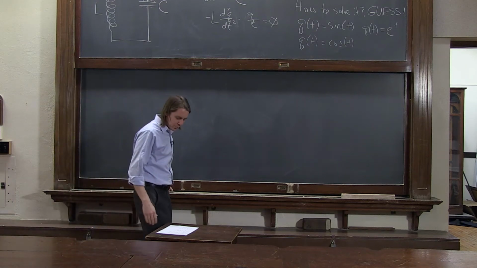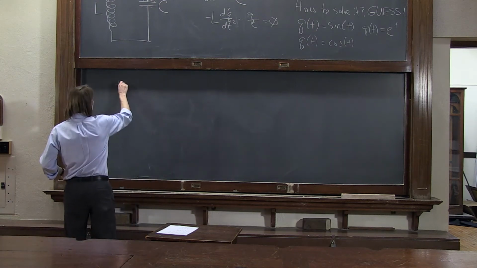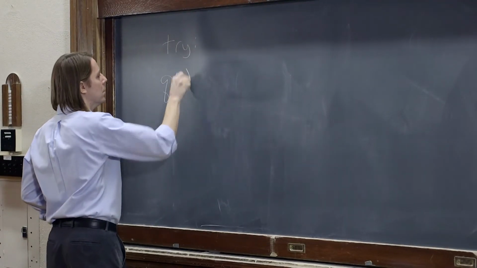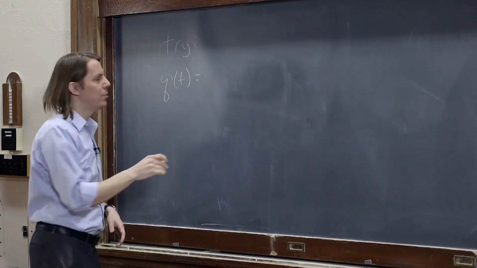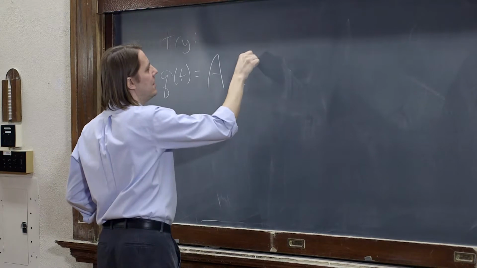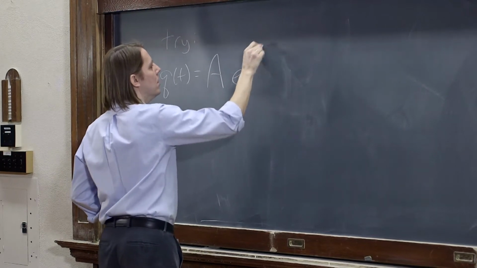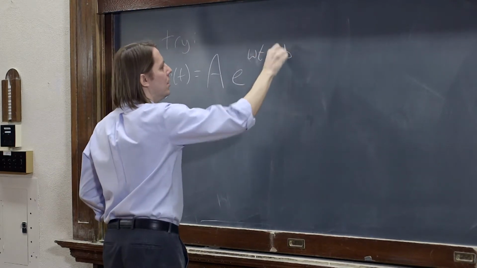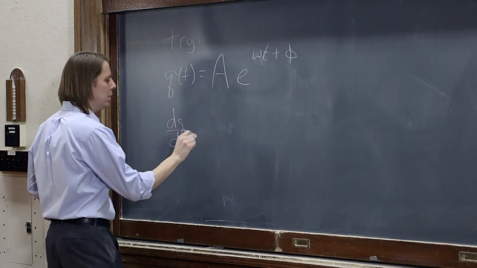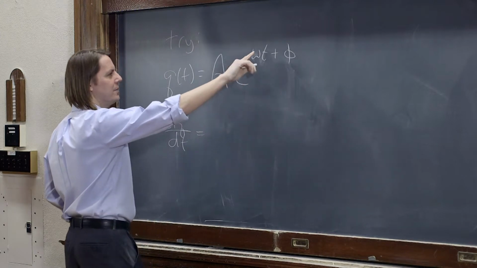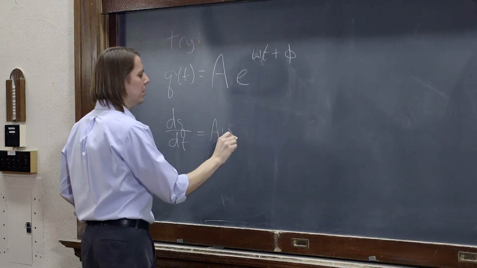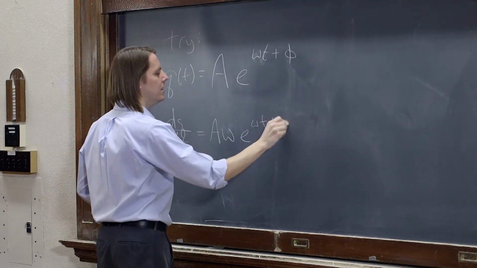We had 3 guesses, we might as well use them all. Let's try the exponential q of t, and we'll make it general. Like the sinusoids, we'll put an a in front of it: a e to the omega t plus phi. Let's just stick that in there, because for dq dt, the exponent just stays the same, but you pull down the derivative of this with respect to time, so it's a omega e to the omega t plus phi.